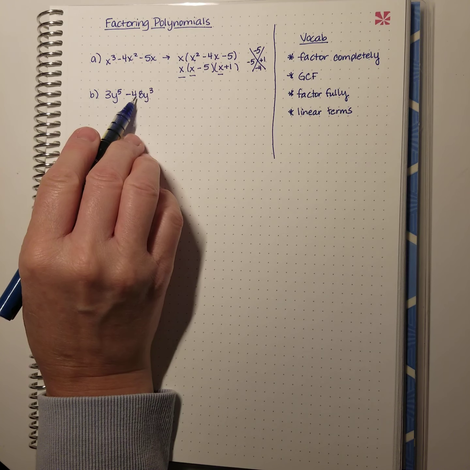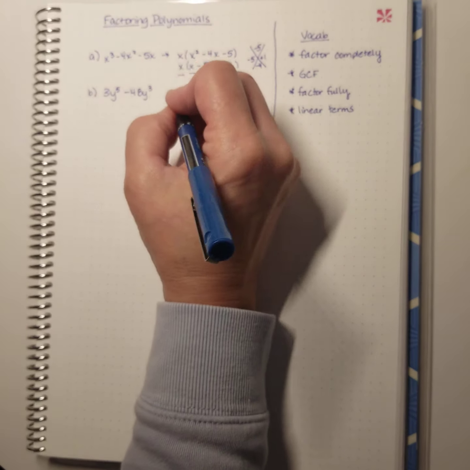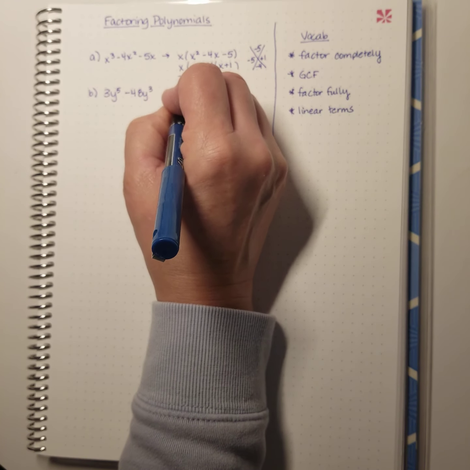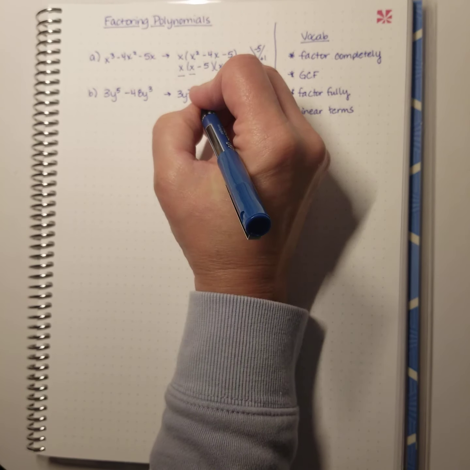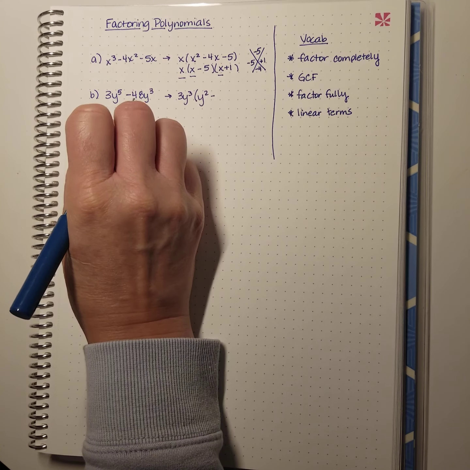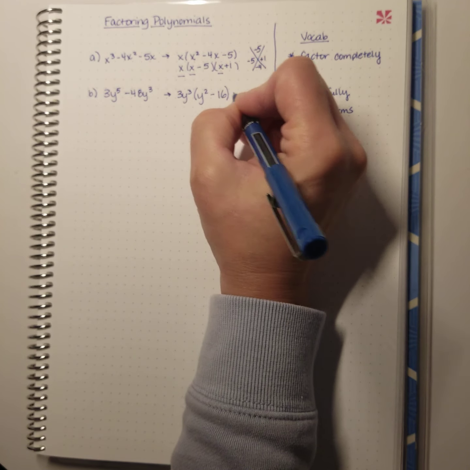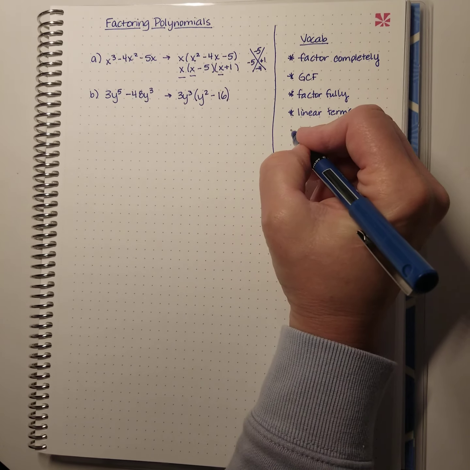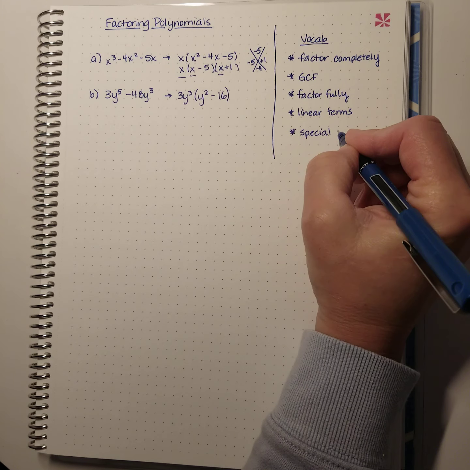We know that 3 goes into 48. We know that y to the 5th has a y cubed in it. So we're going to look at our GCF as 3y cubed. Factoring that out of both terms, we're going to get y squared minus, 3 times 16 is 48, so minus 16. Now this is a special pattern. So sometimes we'll look for special patterns.